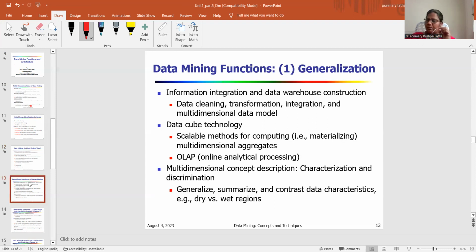The first function in data mining is generalization. In generalization, you can use a data warehouse, and go with online analytical processing. You can make a summary. You can generalize a statement like, this class will have higher score. Like that, you can give a summary.